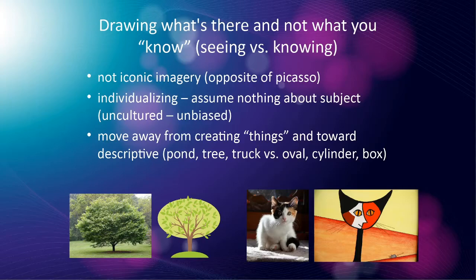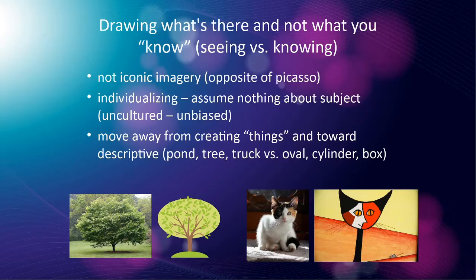Now I want to talk a little bit about drawing what's there versus drawing what you know. People will often say, well, I want to draw this cat. And then they look at the cat and they go, okay, and then they don't look at the cat anymore and they look at their paper and they just draw a cat. What ends up happening is they draw what they think a cat looks like rather than drawing the cat in front of them.